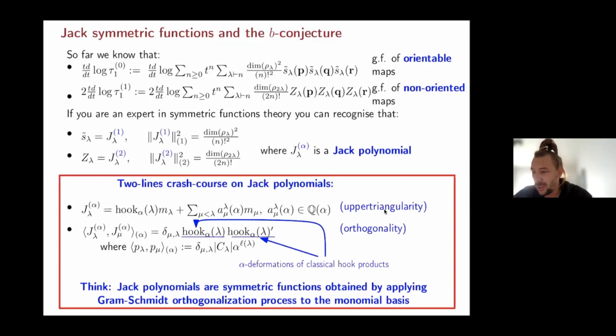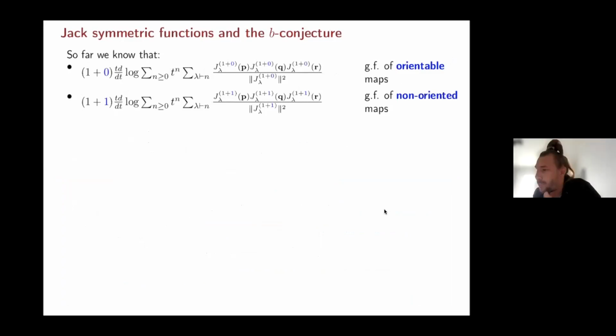Basically, you should think that Jack polynomials are certain symmetric functions which have an additional parameter alpha, and they are constructed from the easiest symmetric functions, the monomial symmetric functions, using the Gram-Schmidt orthogonalization process. I think this is the easiest way to think about Jack polynomials. It doesn't tell you too many properties of them, but at least you can imagine how to create these Jack polynomials. So, let me rephrase this summary that I showed you.